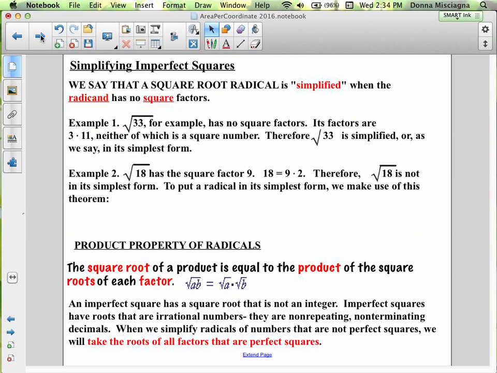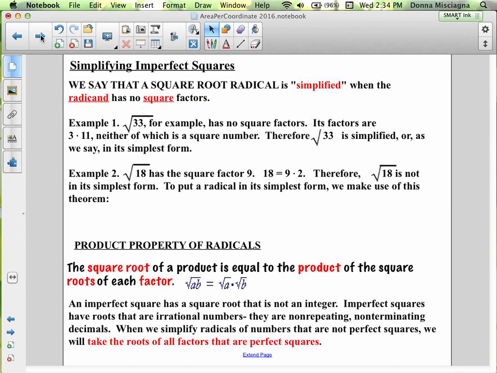Prime number. 33 is another one. Square root of 33 has no square factors either. Its factors are 3 and 11, neither of which is a square number. Therefore, the square root of 33 is simplified, or as we say, in its simplest form. The square root of 18, however, is not in its simplest form because it does have a perfect square. That perfect square is 9. Right?